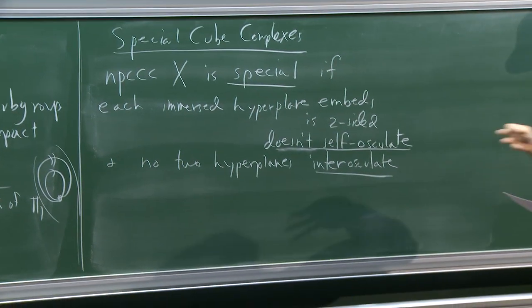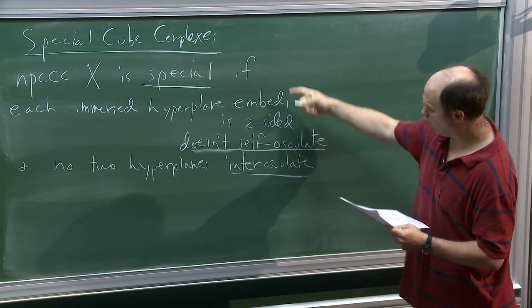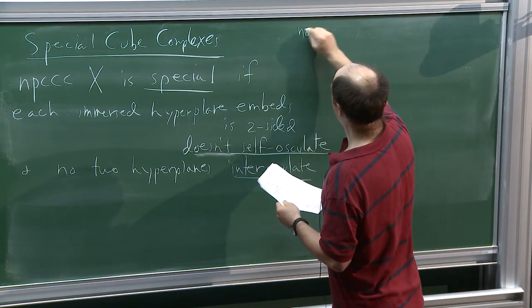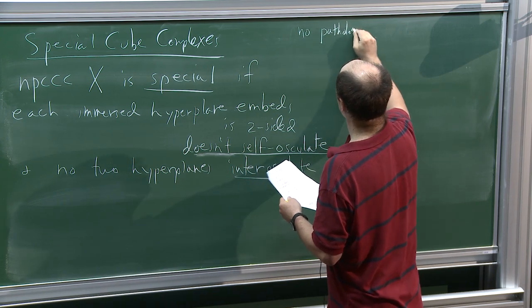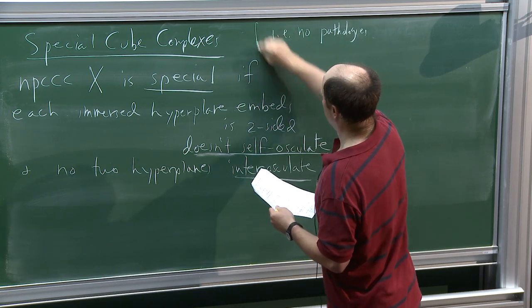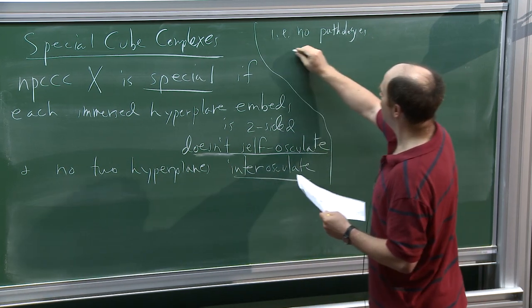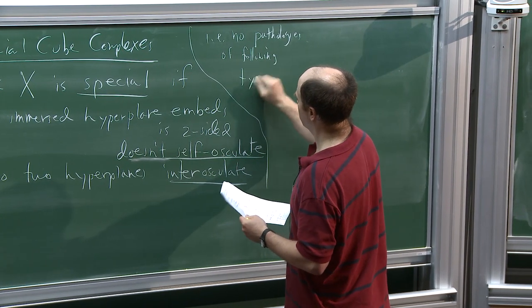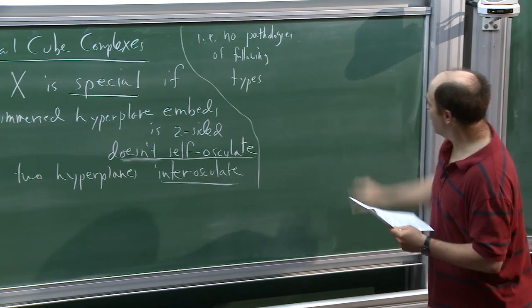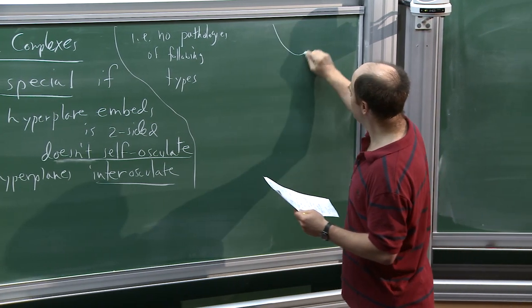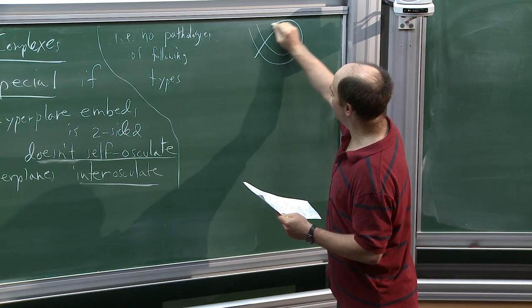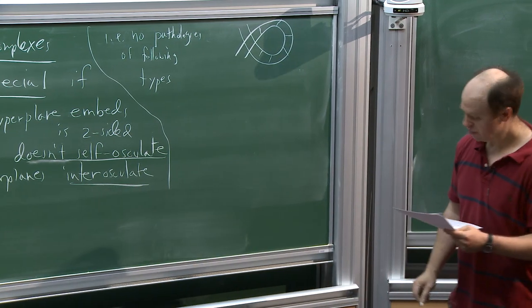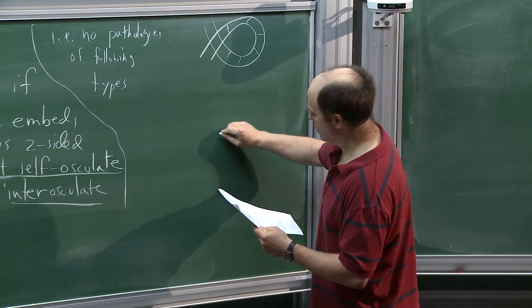I'm going to draw pictures of what's not allowed to happen. So no pathologies of the following four types. Now my pictures are going to be in two dimensions, but I think they get the point across. Well, self-crossing is not allowed. One-sidedness is not allowed.